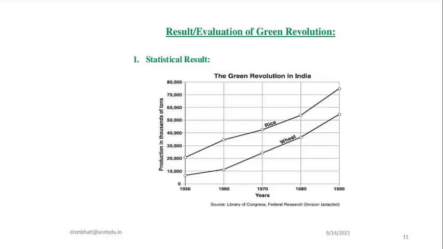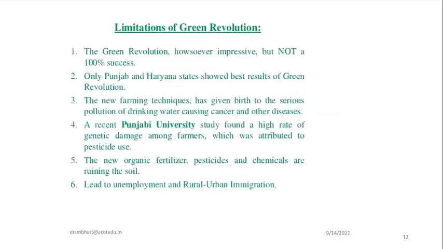So you can see the statistics of the Green Revolution in India. Rice production was very high, more than 80,000 million tons, up to 1990. And wheat had the same result, not 80,000, but it was below 60,000.